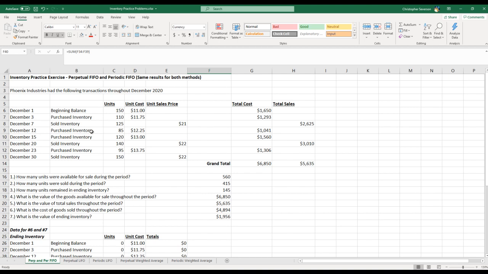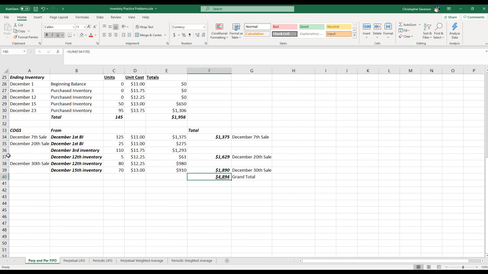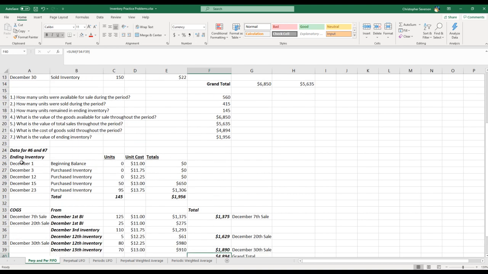Now, what I want to stress is that the difference between perpetual and periodic is simply how often we do these calculations. Perpetual says we do it every single time. So on December 7th, we would have had to take a look at what we had available at that time, which are just these first 2 layers. We would not have even known about these other layers yet. So the only thing we could have possibly pulled from would be these 2 layers. And then by the time we get to the December 20th sale, now all of a sudden we have access to 4 different layers of data.